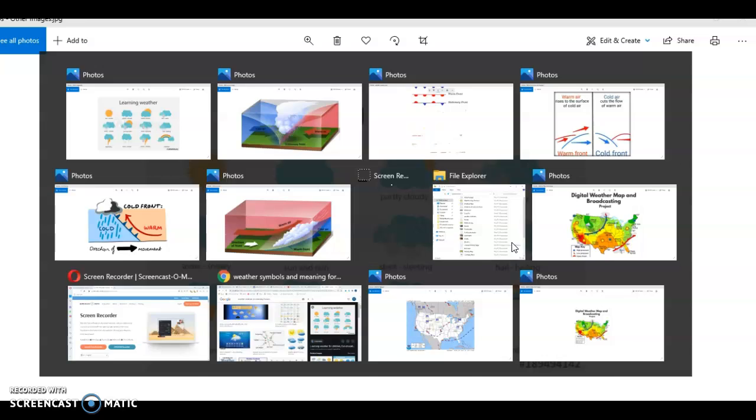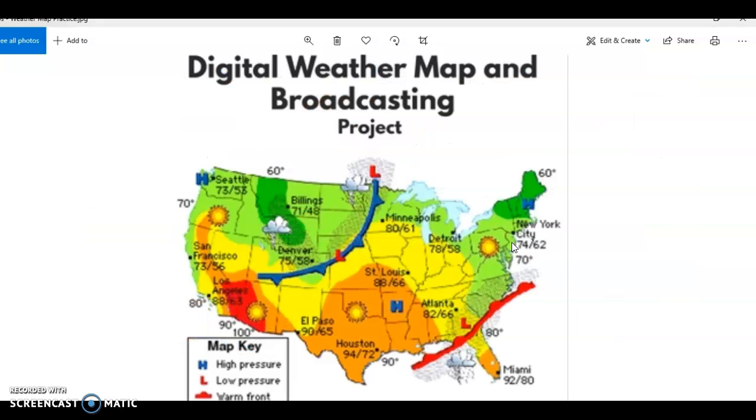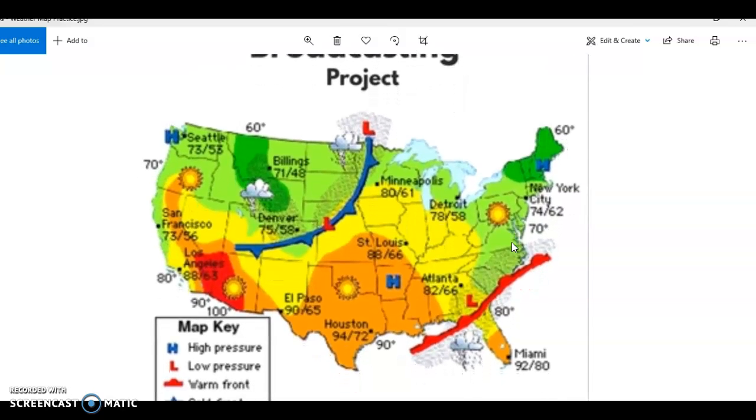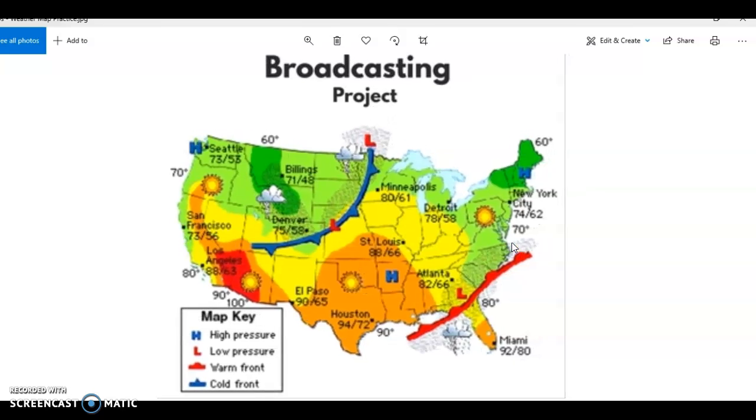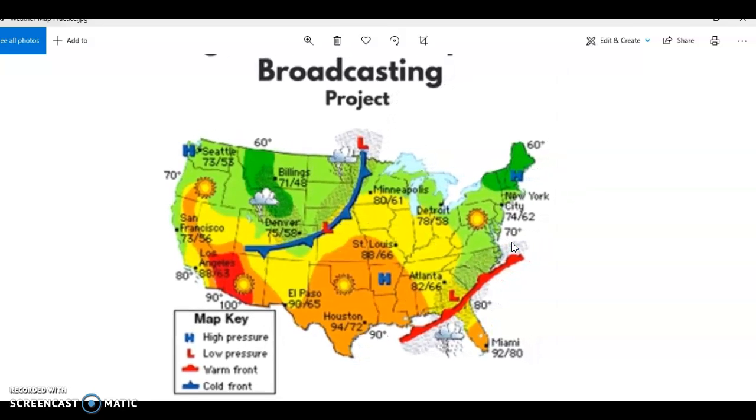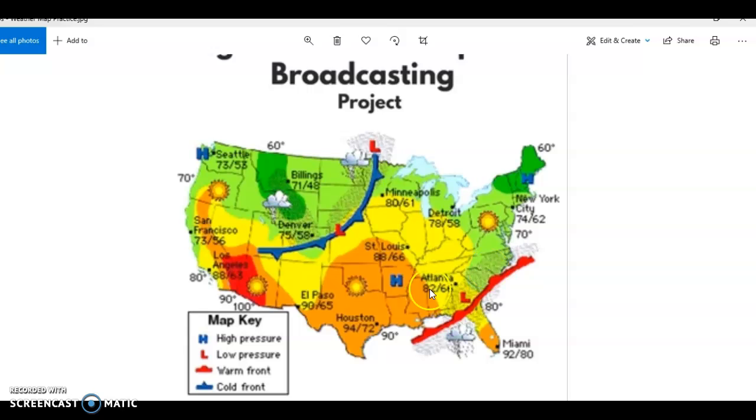So let's take a look at a weather map. So this is a digital weather map and broadcasting project. So this is like an example of how it would look. And this is showing us the general area of the United States. It does name some of the states. Georgia, yeah. And then here, this is a great one because we can see the ones that we learned. We know what the warm front is, cold front is. And you know, L usually represents low pressure and H high pressure. Sometimes this H can represent a hurricane. But they also have a symbol that they use for a hurricane as well, so that you don't get mixed up.